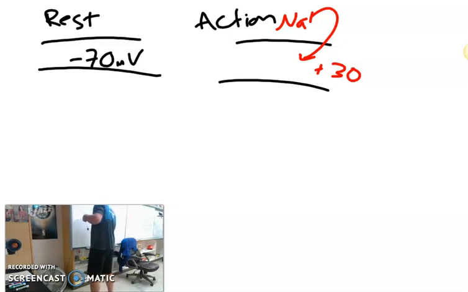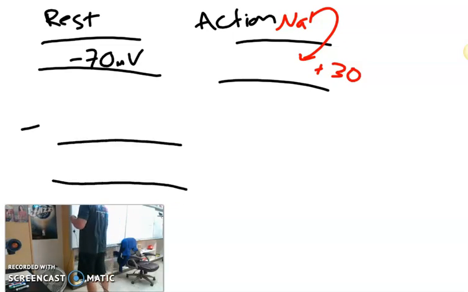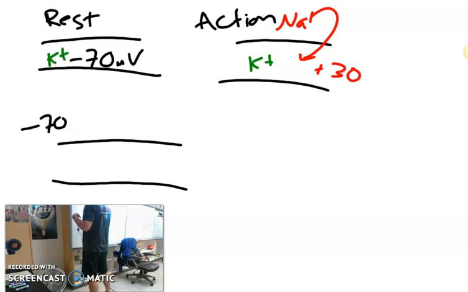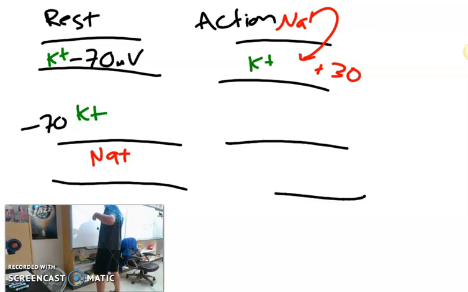If you remember stage 3, my goal is I want to get back to negative 70, but the problem is I moved the wrong guy. Because K plus has been inside this whole time, and on stage 3, repolarization, K plus goes out and sodium's inside. So that's kind of messed up.